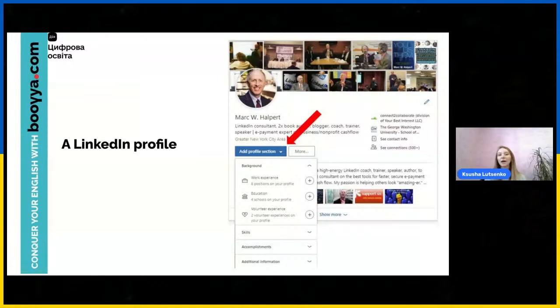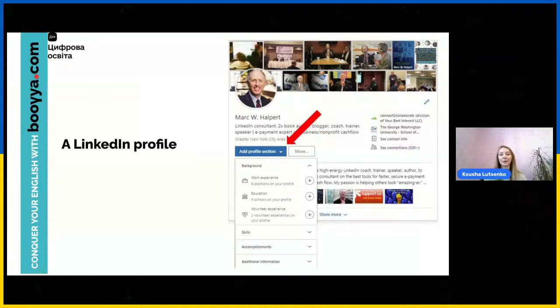You have your name, a headline, which is located under the name, and a couple of sections that need to be filled in, like background, experience, education, some skills, recommendations given by other people, skills and endorsements, also company you're working for right now, and position you are searching for. Well, this is how the profile looks.